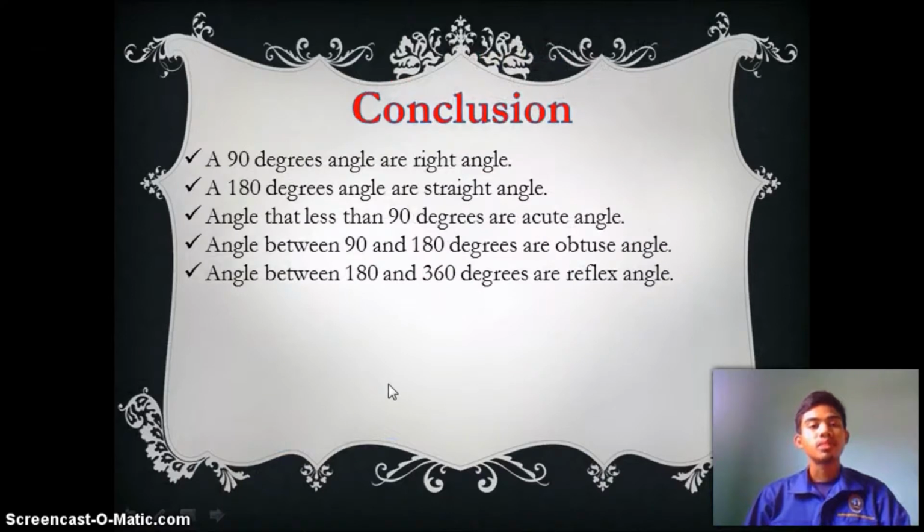So we can conclude that a right angle has 90 degrees, a straight angle has 180 degrees, and an acute angle has less than 90 degrees. Obtuse angle is an angle between 90 to 180 degrees, and reflex angle is an angle between 180 to 360 degrees.